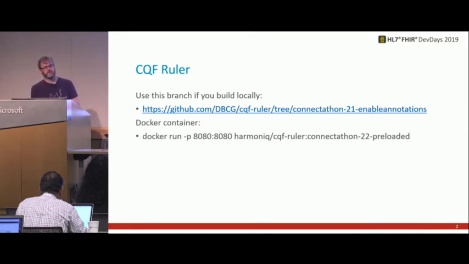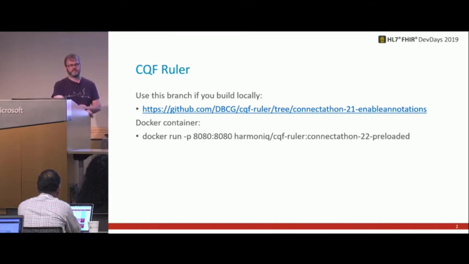There's a CQF ruler repository, and there's a branch there for Connectathon 21 enable annotations. You can see by the number of Connectathon branches that we support a lot of different Connectathons, putting different pieces of functionality into this for different Connectathons. But that's the one that you want.